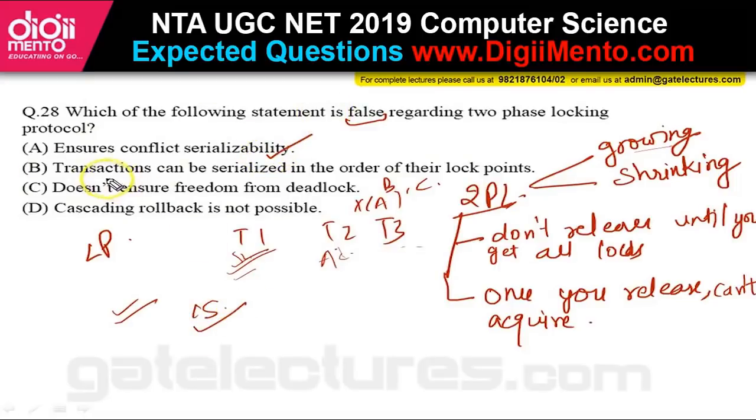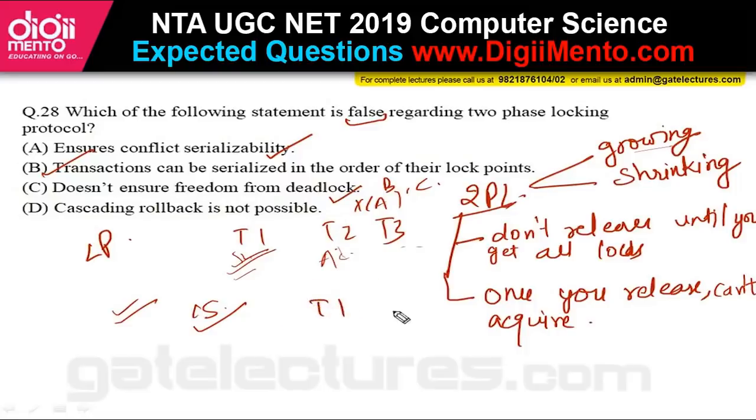The second option says transactions can be serialized in order of their lock points. Yes, this is what I have just explained to you. On the basis of the lock points they are perfectly ordered, and that is why they are perfectly conflict serializable. The C option says it doesn't ensure freedom from deadlock. So this is also right.